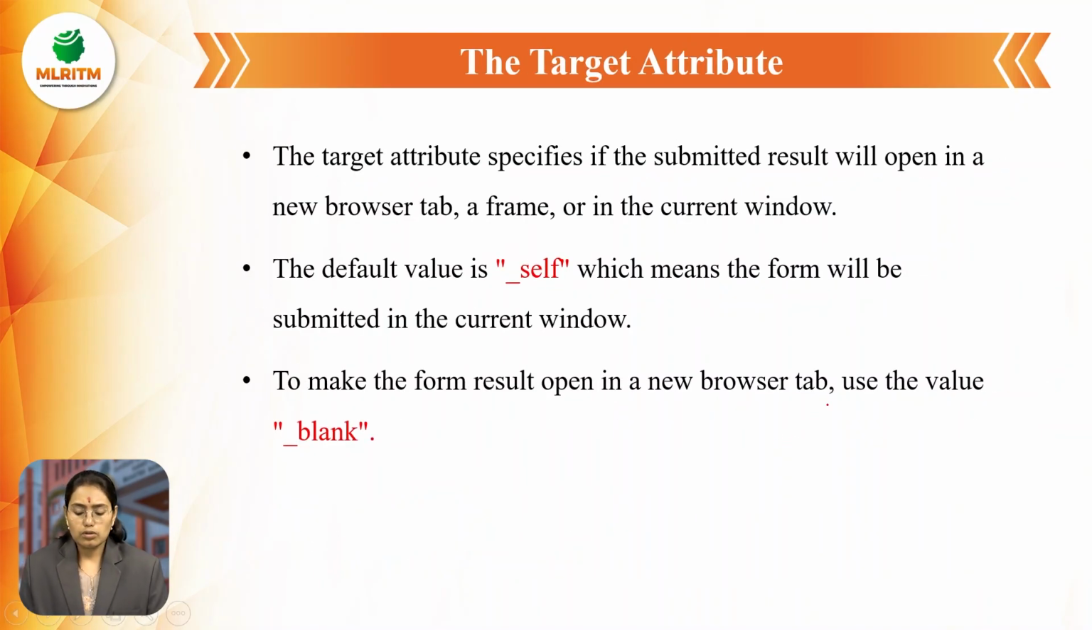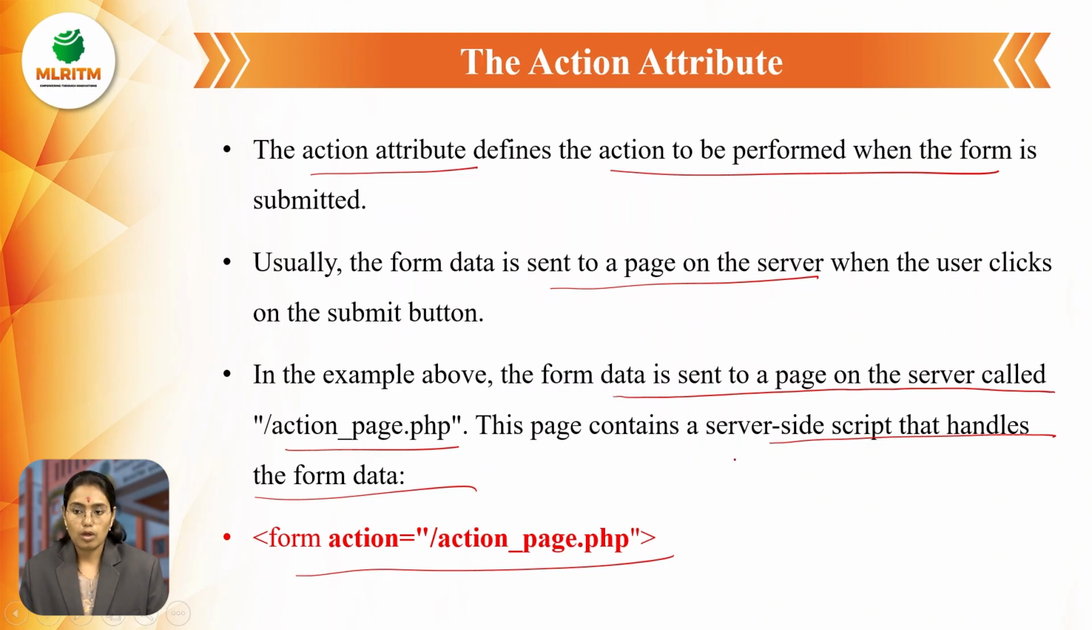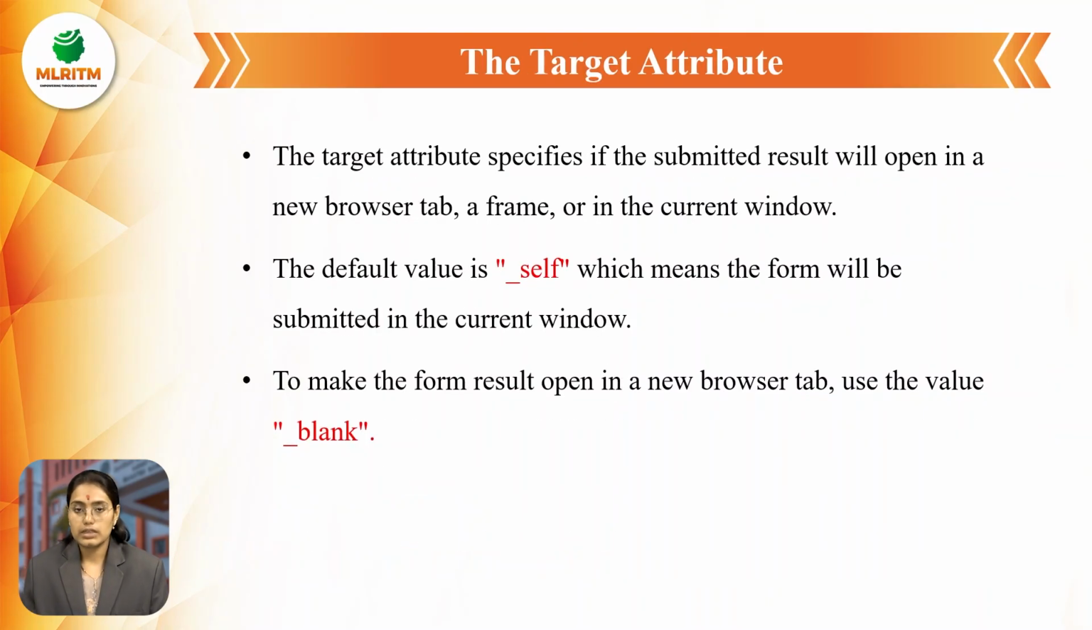So we know the form, and by submitting the form we have used this action attribute. Then we need to go to the target attribute, right? The form is submitted to the server using the action attribute, and then the result is handled by the target attribute. So now we are using this target attribute.